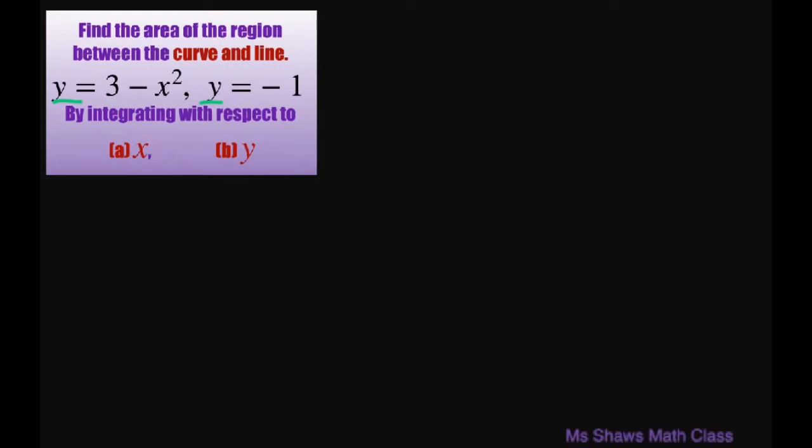So we set these equal to each other and look for our intercepts. We have 3 minus x squared equals negative 1, so x squared equals 4. So x equals plus or minus 2.